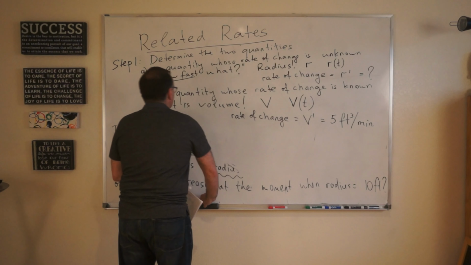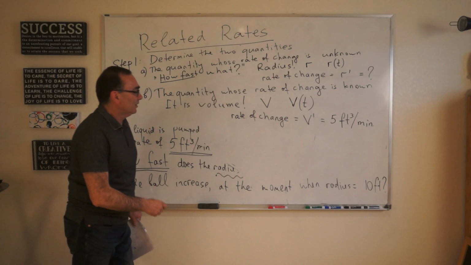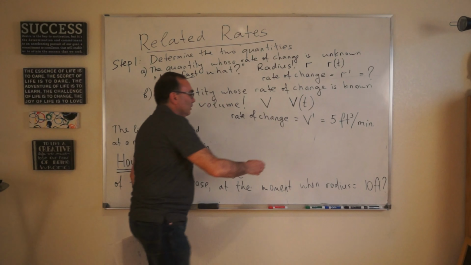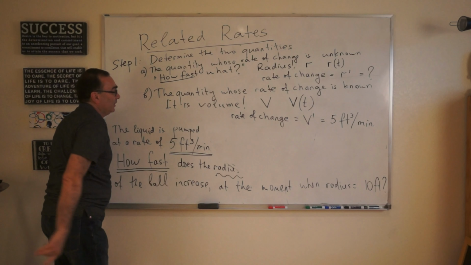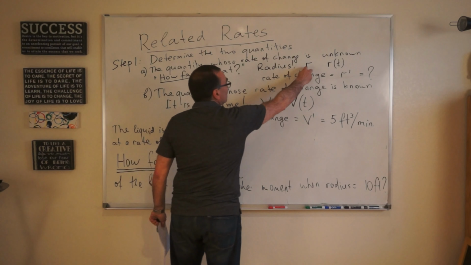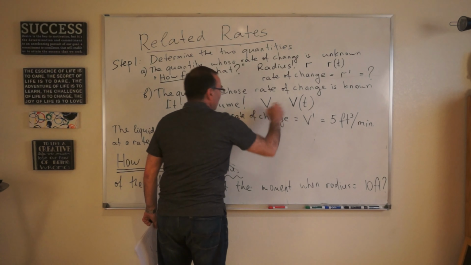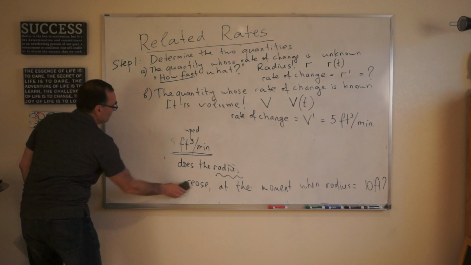And so, like I said, the rate of change of the volume of that increasing ball will be exactly equal to the rate at which the additional liquid is pumped in. So these are the two quantities: radius of the ball and volume of the ball. So that was step one, to determine these two quantities.